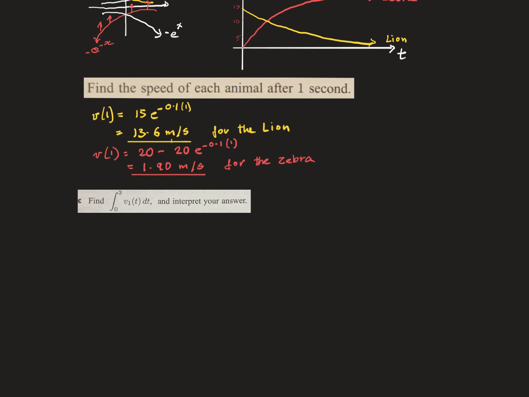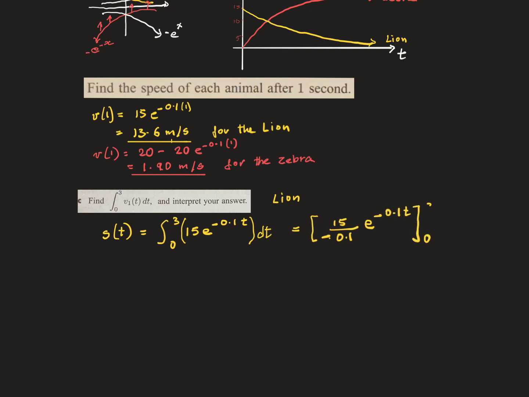So how do we interpret the answer for this particular integration of V1? This stands for the lion, so we'll just work on the lion here. That's the lion. And we'll take its velocity and integrate it so that will give us the displacement of that lion. So if we do this, from 0 to 3, this will be 15 divided by minus 0.1, and rewrite the e to the 0.1 t again from 0 to 3.